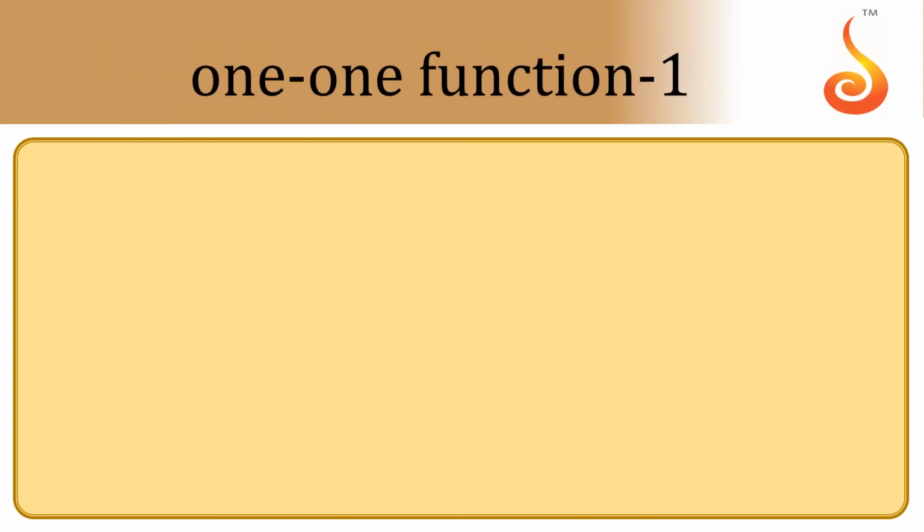So 1-1 function. You know what a 1-1 function is. For distinct elements, you should have distinct images. If f of x1 equals f of x2, means for x1 and x2, if images are equal, x1 must be equal to x2. This is the definition of a 1-1 function.